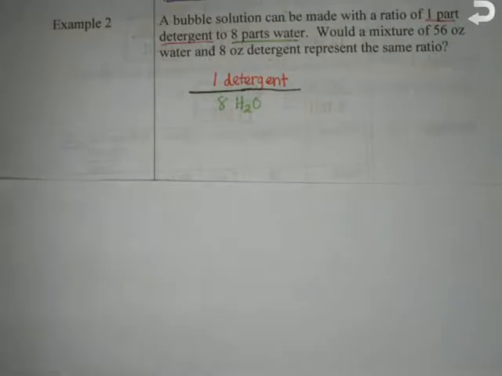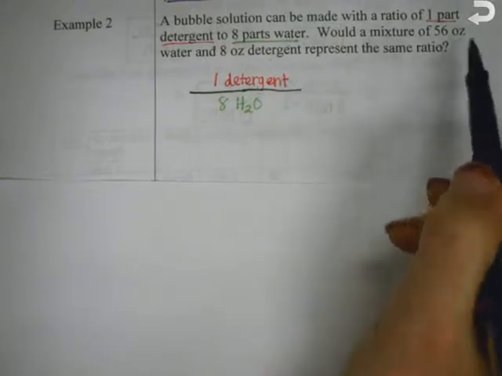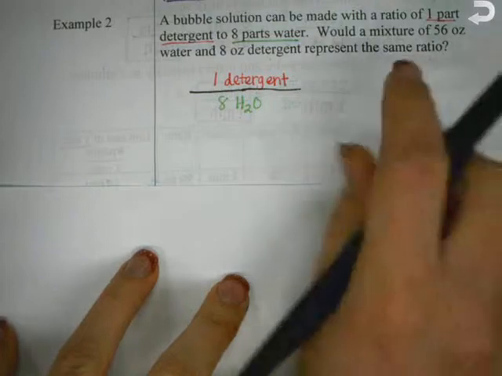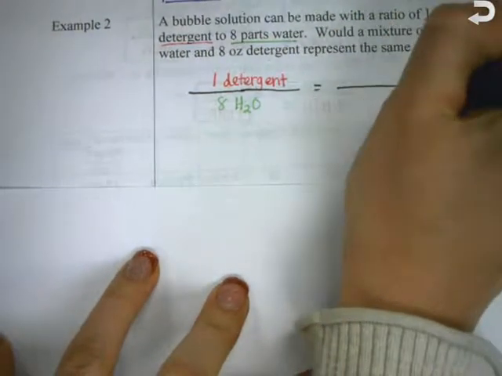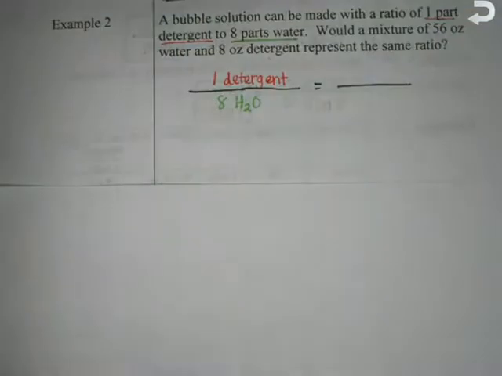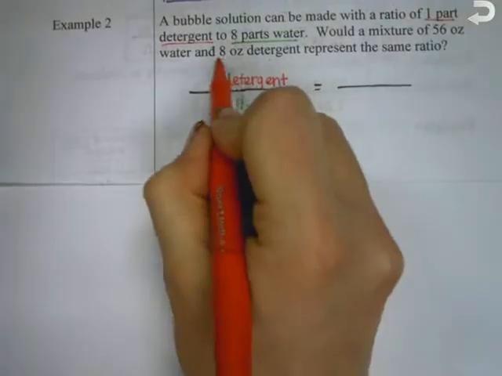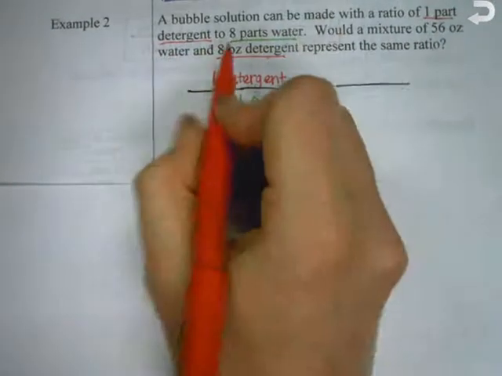Okay? And I want to know if a mixture of 56 ounces of water and 8 ounces of detergent will give me this same ratio. So that's going to be equal to, what's on top, detergent or water? Detergent is on top. So even though 56 ounces is first in the sentence, we have to look at what we're talking about. So in this case, it is detergent.